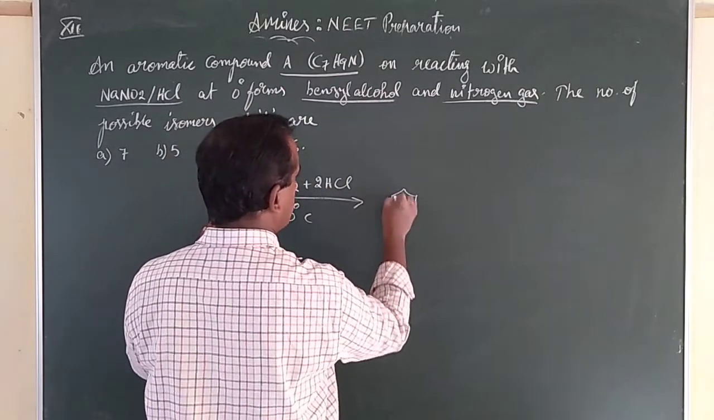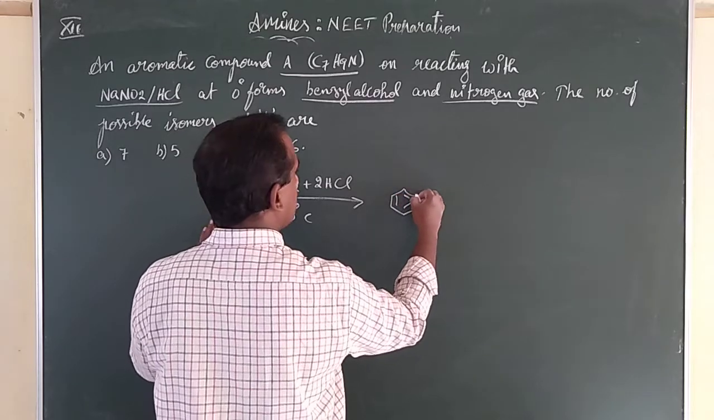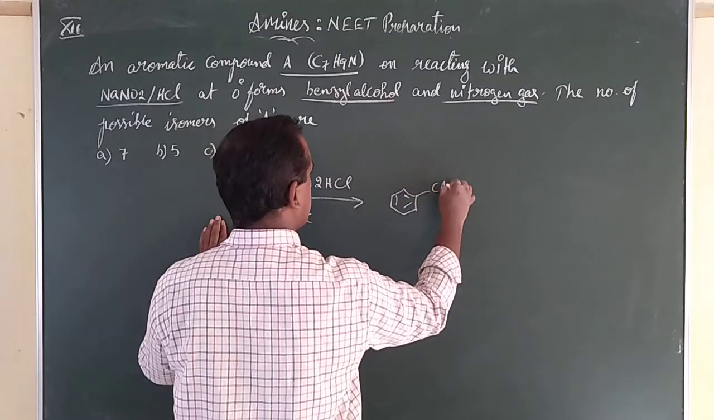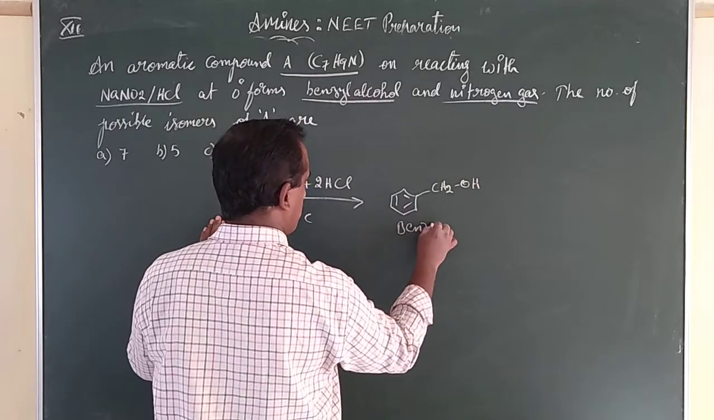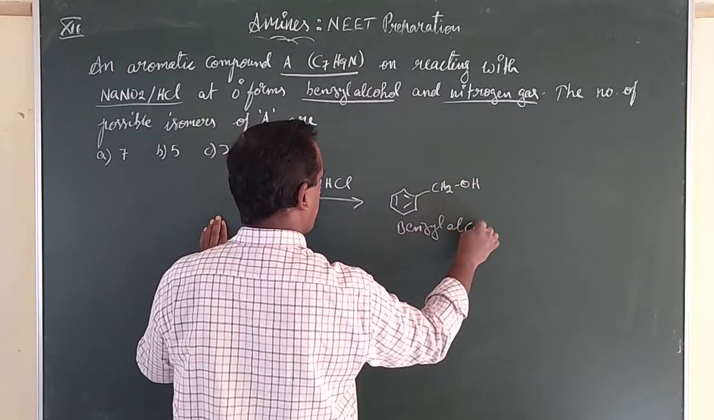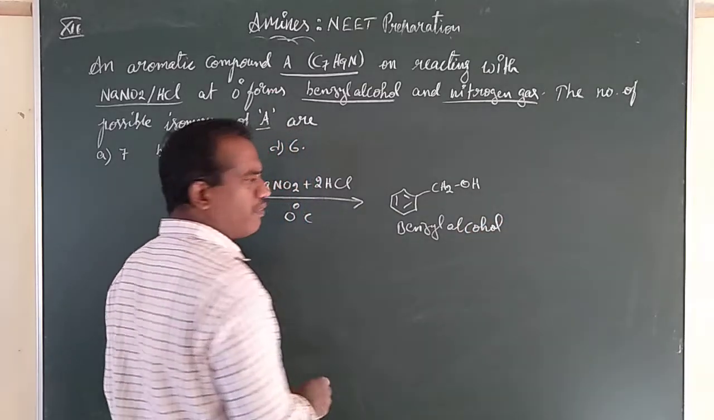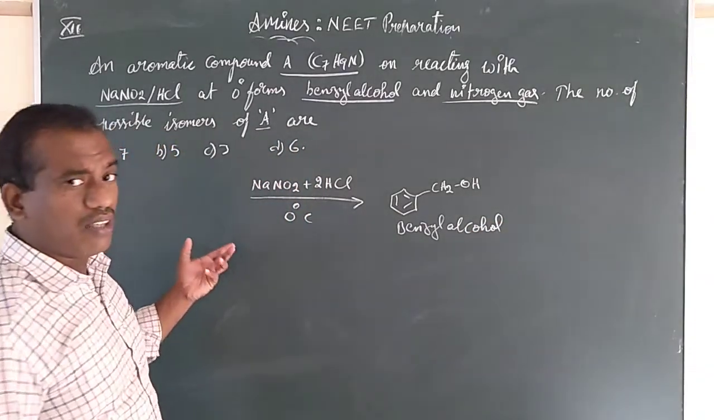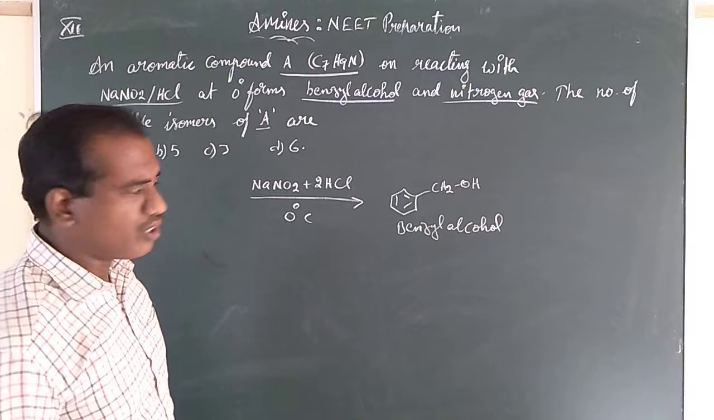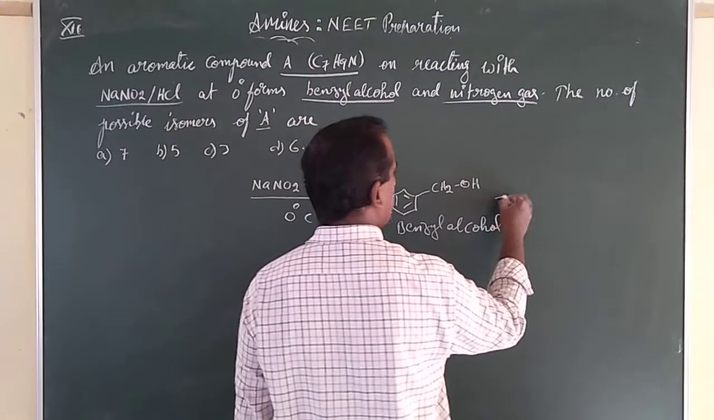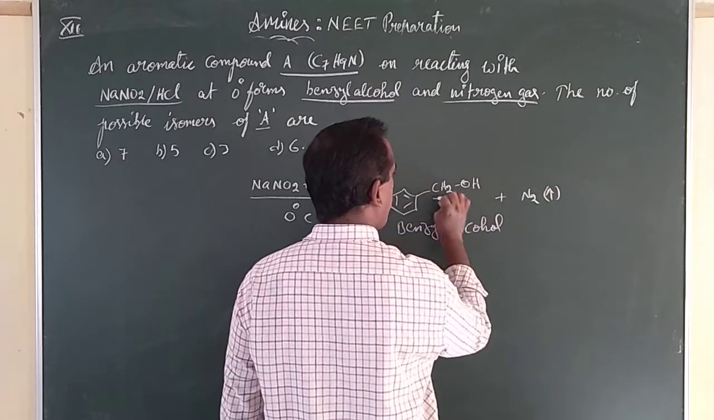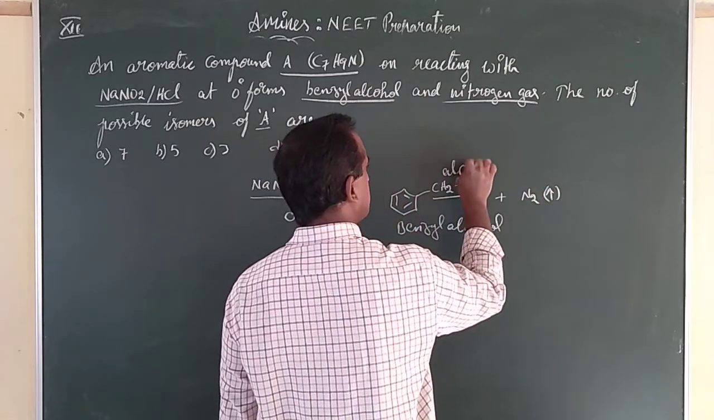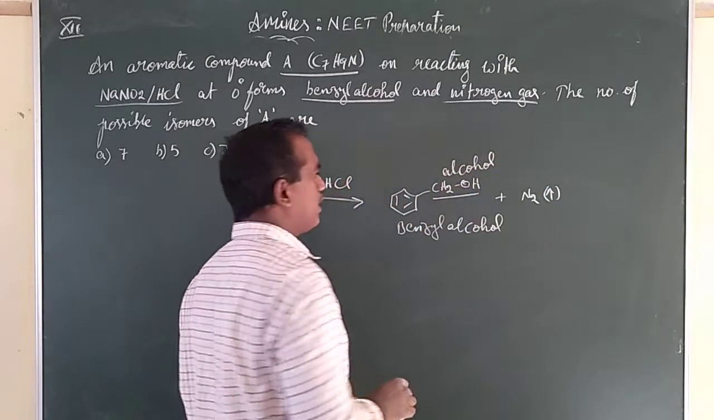What is the formula of benzyl alcohol, children? Benzyl alcohol formula is C6H5CH2OH. This is called as the benzyl alcohol. They will not mention the water molecule in this reaction. Along with this, what gas is formed? Nitrogen gas is formed. So please don't forget, this is the alcoholic part.